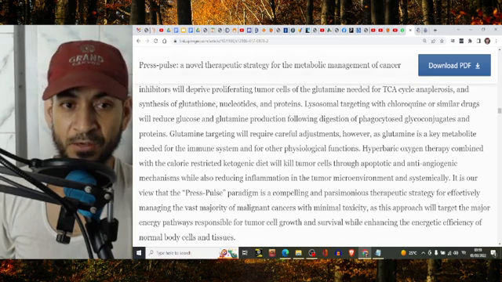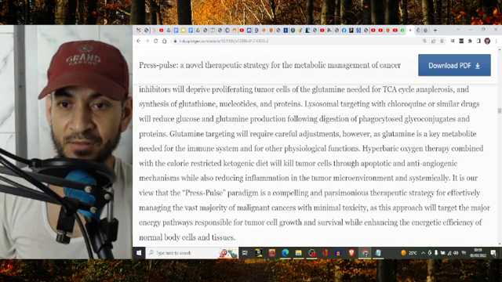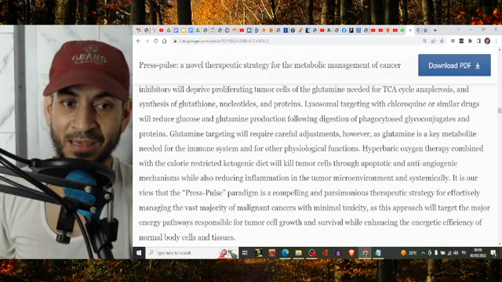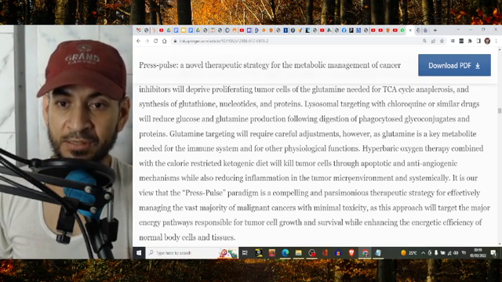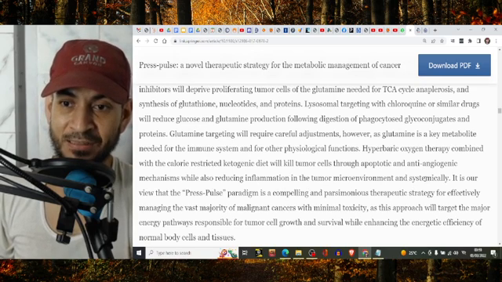Hyperbaric oxygen therapy combined with the calorie-restricted ketogenic diet will kill tumor cells through apoptotic and anti-angiogenic mechanisms while also reducing inflammation in the tumor microenvironment and systemically.